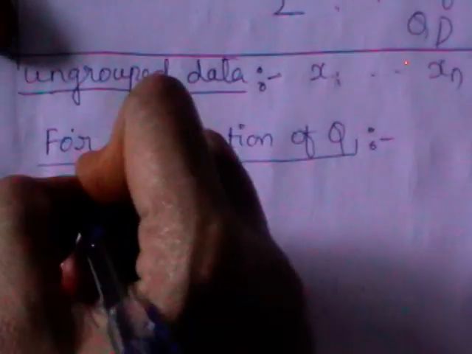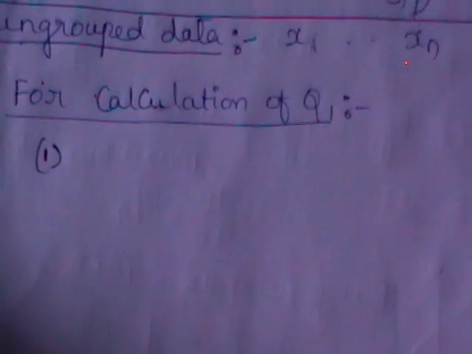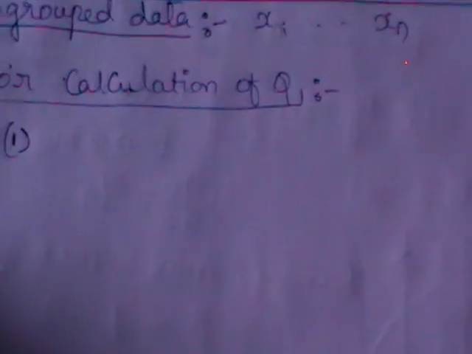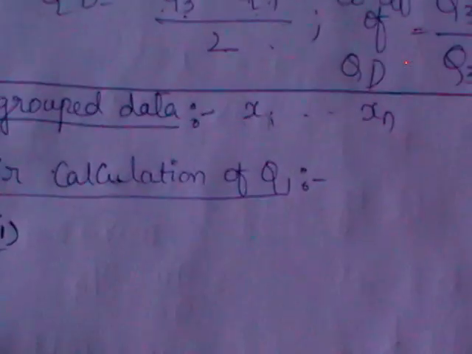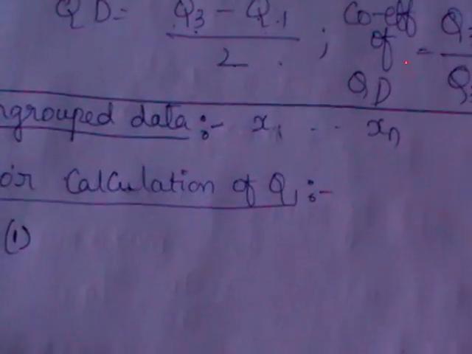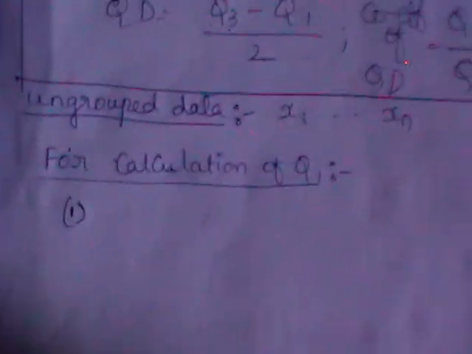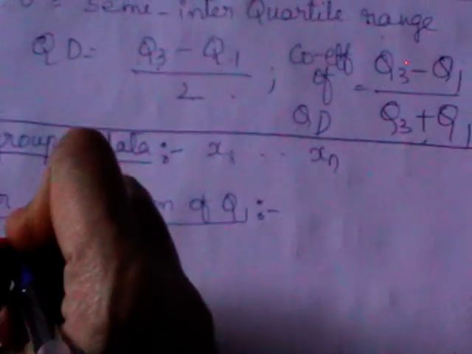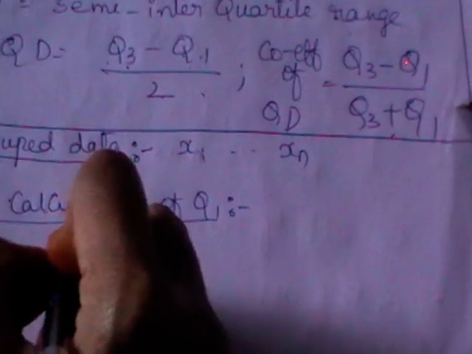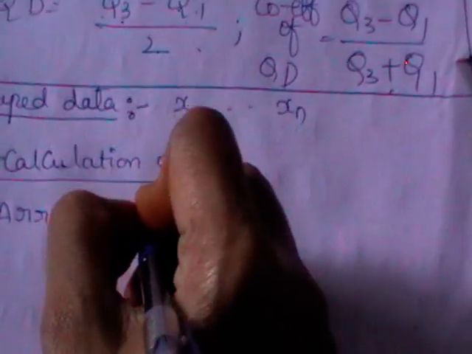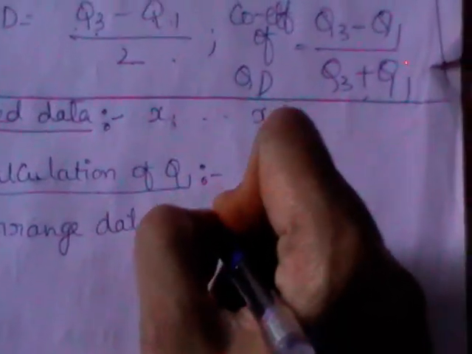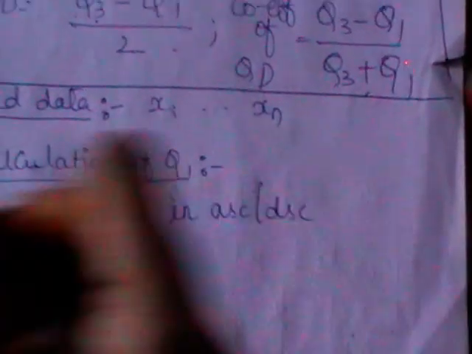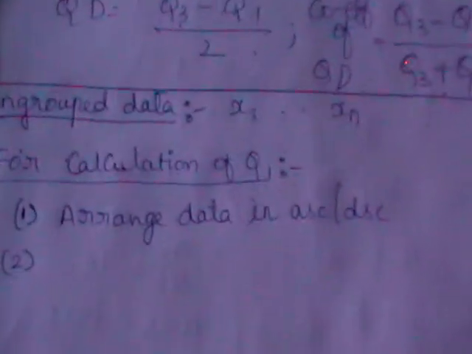For the calculation of quartiles, how did you calculate the median? Just recall. You arranged the data in ascending or descending order, then you considered the middlemost observation as the median, which divides the data into two equal parts. Now for the calculation of Q1, the first step is to arrange the data in ascending or descending order, like the median.